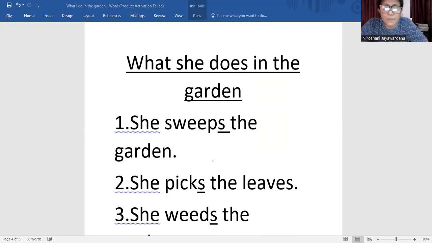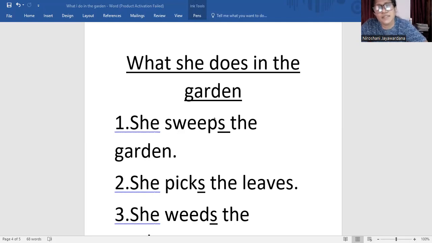Listen, I sweep. But for she, we cannot say sweep. We want to add the letter S at the end. If not, the grammar is wrong. When she sweeps, that is wrong. That is wrong.